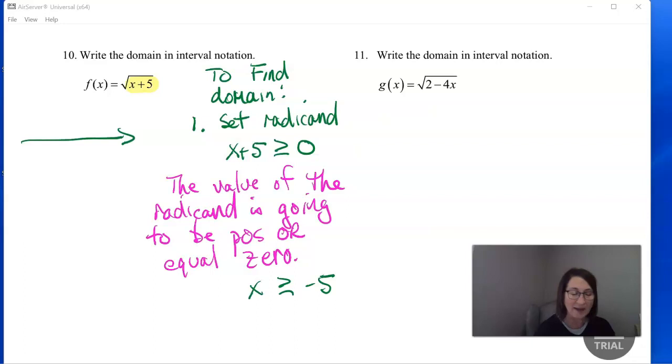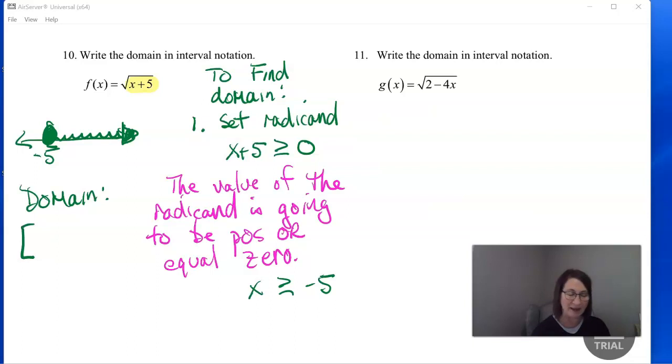So if I go ahead and shade this in, I've got negative 5, and negative 5 is included, so I'm going to put a square bracket and everything to the right. Or you could have just used a filled in circle. Doesn't matter either way. But my domain stated in interval notation is going to be square bracket, negative 5, comma, infinity, parenthesis. That's the domain.